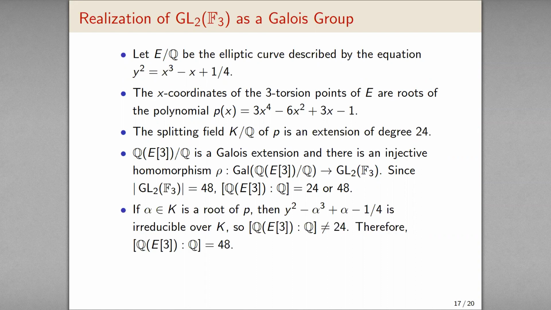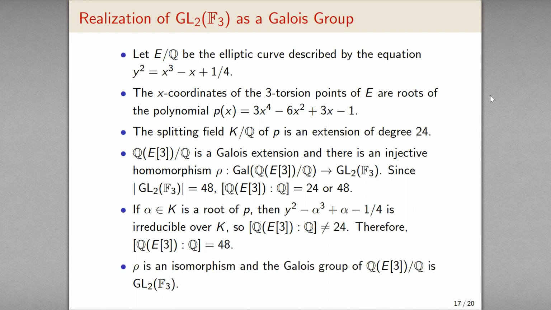If we take a root alpha of the polynomial P and plug it into the equation of the elliptic curve, then we get an irreducible polynomial over K, which implies that the y coordinate that corresponds to alpha isn't in K, so K can't be equal to Q(E[3]). Therefore, Q(E[3]) is an extension of degree larger than 24, which implies that it's an extension of degree 48. So we have an injective homomorphism between two groups of the same order, which implies that it's an isomorphism. And hence, GL2(F3) can be realized as a Galois group over Q.